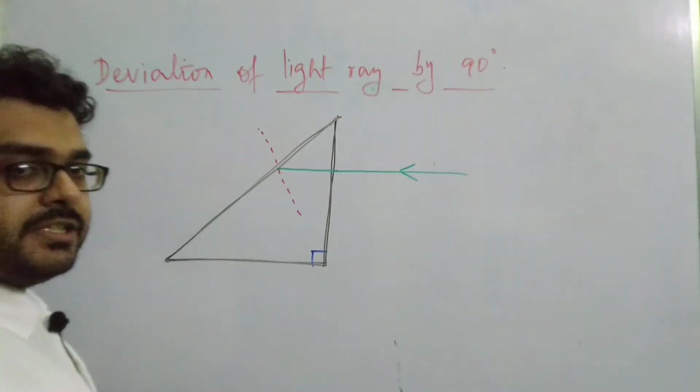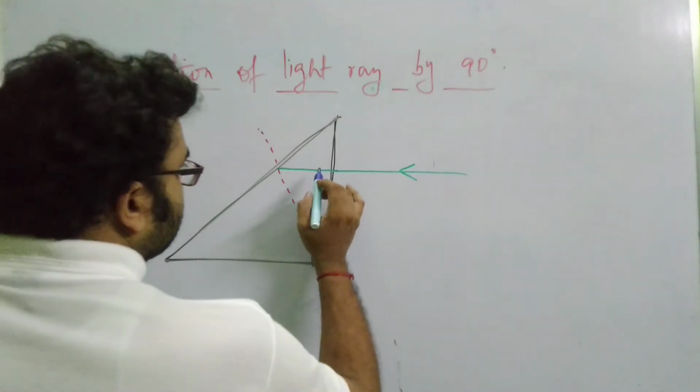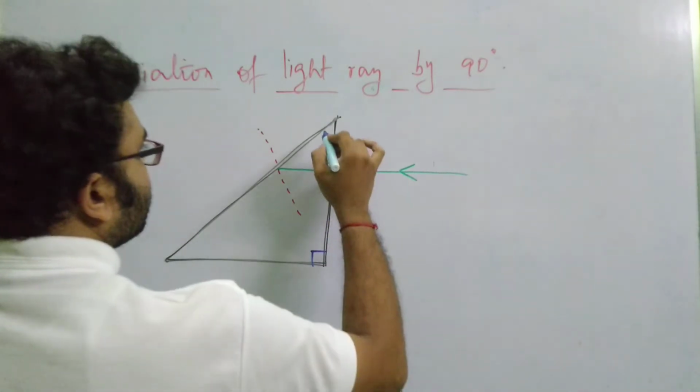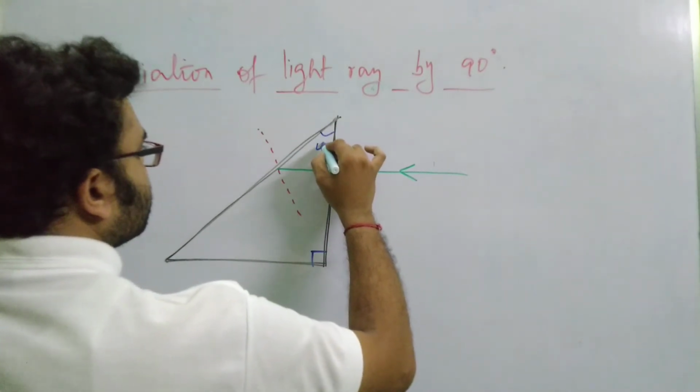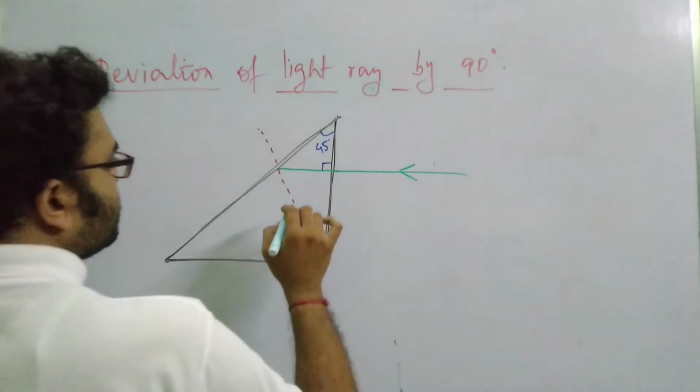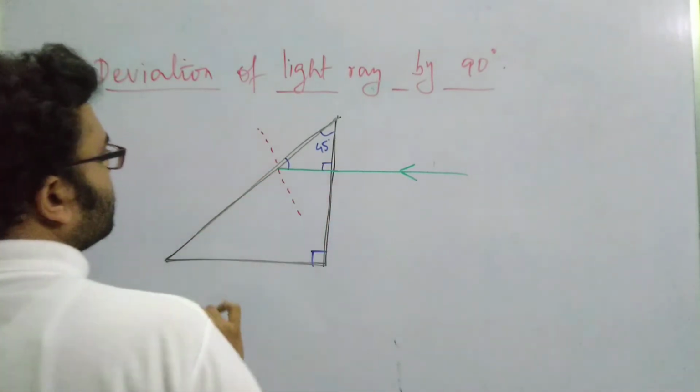We will be using plane geometry. This angle is 90 degree, this angle is 45 degree. So, how much will be this angle? This angle will also be 45 degree.